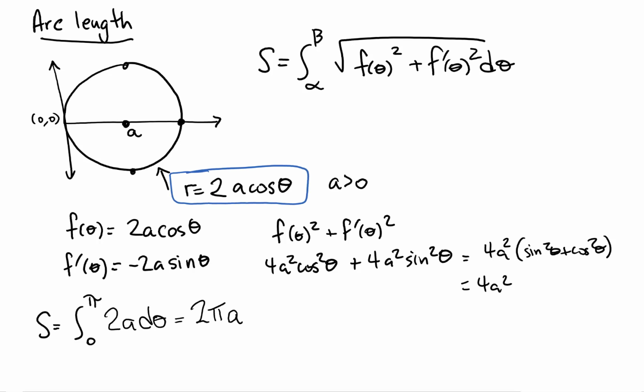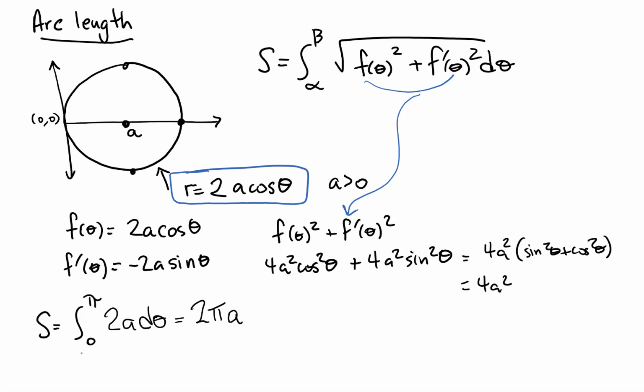I take the derivative, so negative 2a sine theta. I use the inside piece here to calculate f of theta squared plus f prime of theta squared. That's 4a squared cos squared plus 4a squared sine squared. Factoring out the 4a squared, I notice that I get sine squared plus cos squared, which is just 1. So this is 4a squared, and then I take the square root of that when I put it into the formula. So it becomes the integral from 0 to pi of 2a d theta, which is equal to 2 pi a.